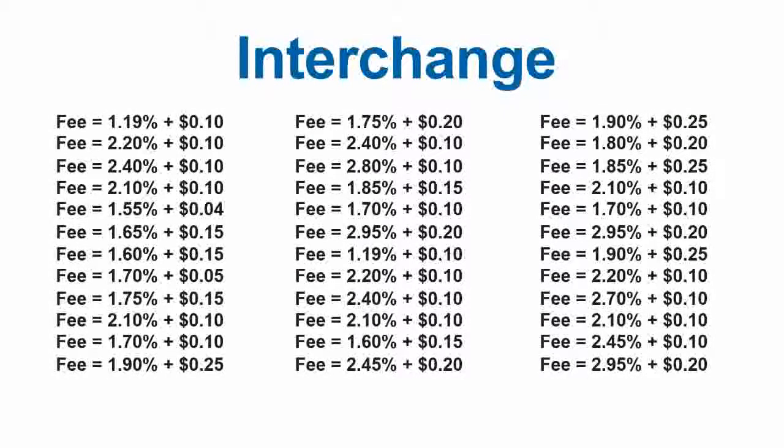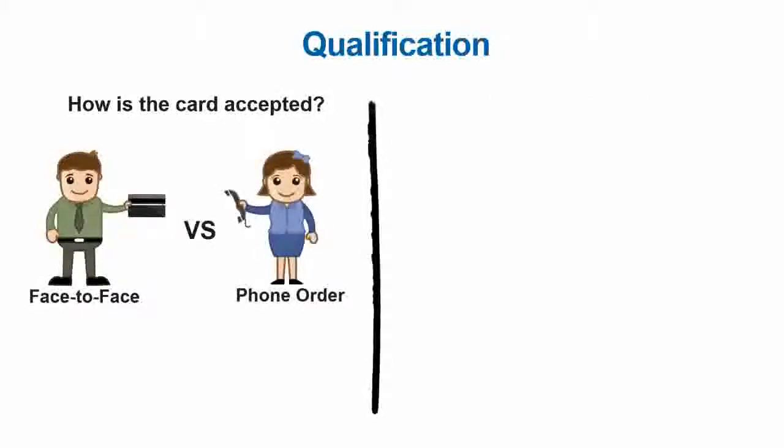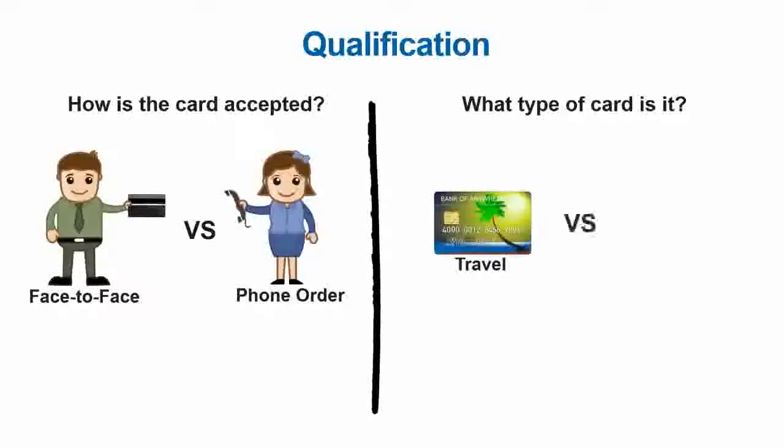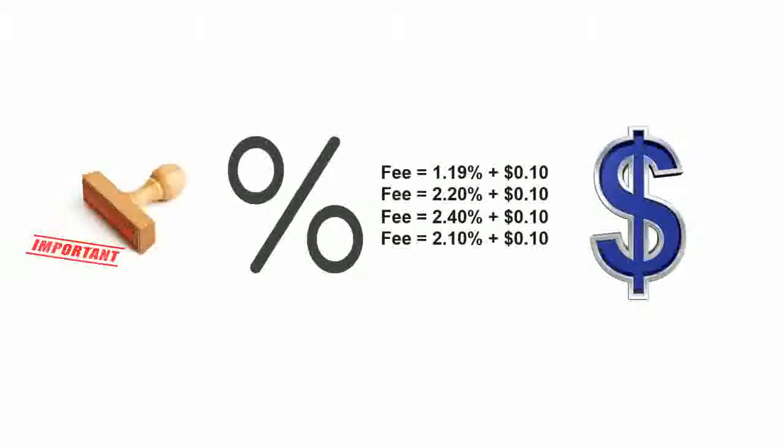The two main qualification requirements are, number one, how the payment is accepted, whether it's face-to-face or over the phone, for example. And the second is the type of card that is used, whether it's a consumer card or a business card, for example. Individual rate categories are set by Visa and MasterCard, and the interchange schedule of fees are published and could potentially change 2 times per year. This is important to remember since those changes can affect the cost of your merchant account.